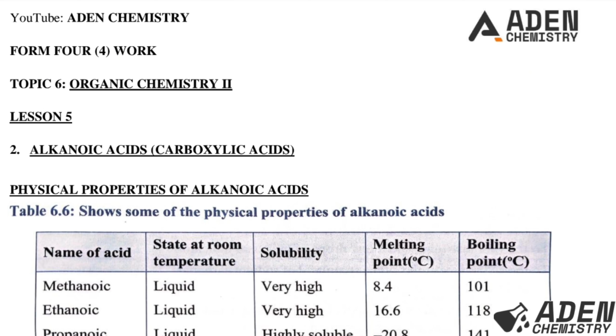Hello students, welcome. Previously, in lesson 4, form 4 topic 6, we were dealing with the first part of alkanoic acids or carboxylic acids, where we did the nomenclature of alkanoic acids and also the laboratory preparation of alkanoic acids. So today, in lesson 5, we want to proceed to the second part of the alkanoic acids or carboxylic acids.